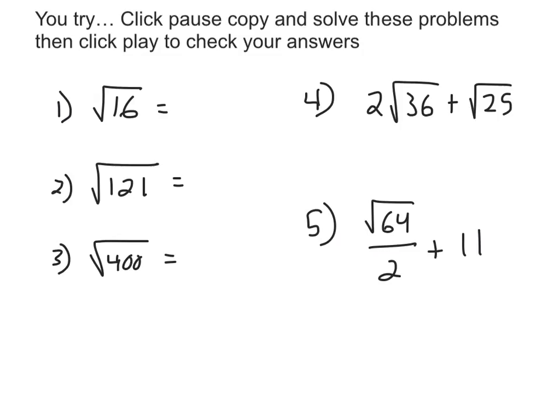Okay, now you try. Click pause, copy and solve these problems, then click play to check your answers. There's 5 questions all involving evaluating square roots. For numbers 1, 2, and 3, give the positive and negative square root of each problem. For number 4 and 5, use the square root symbol in the order of operations to evaluate each problem. Good luck.